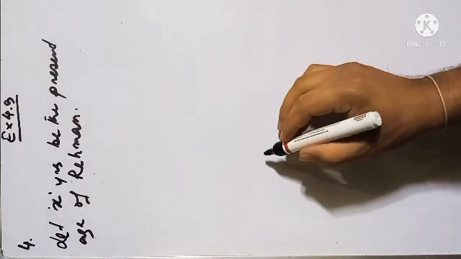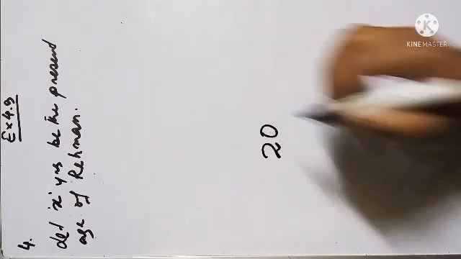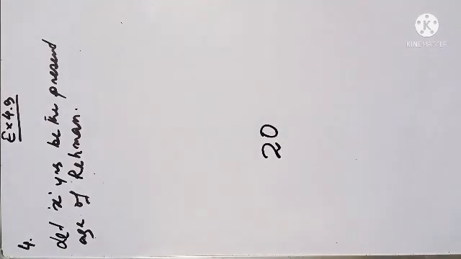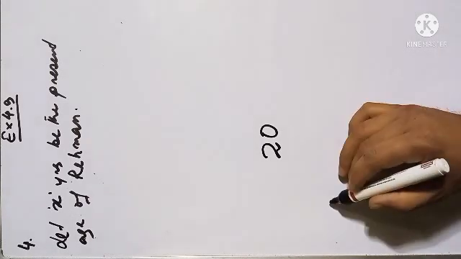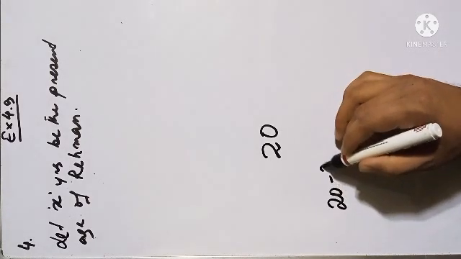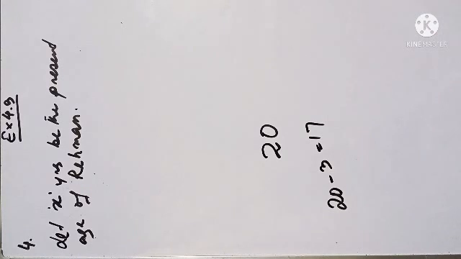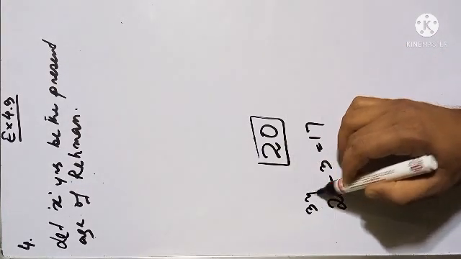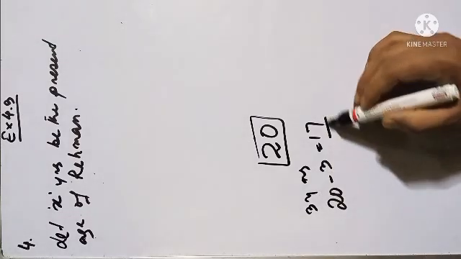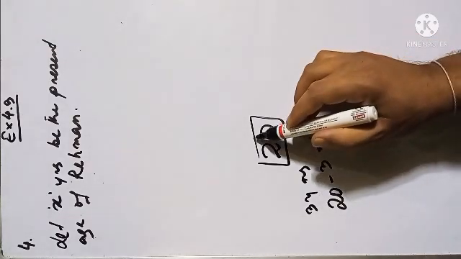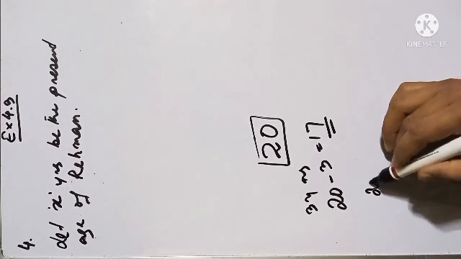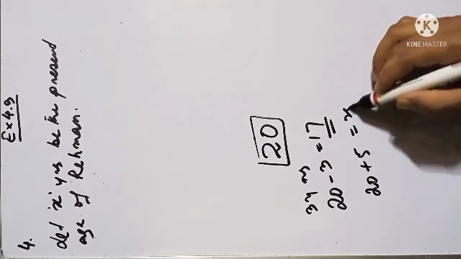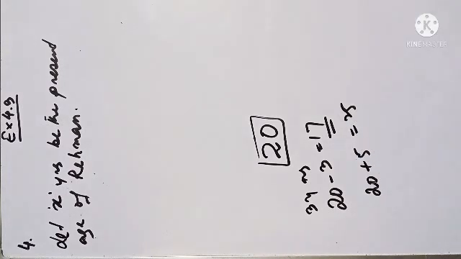So if you're 20 years old today, you're 20 years now, but before 3 years, that means 3 years ago, your age will be definitely 20 minus 3, that means 17. But 5 years from now, you will be how much? 20 plus 5, so it will be 25. Similarly, let us find the age of Rahman 3 years ago and 5 years from now.